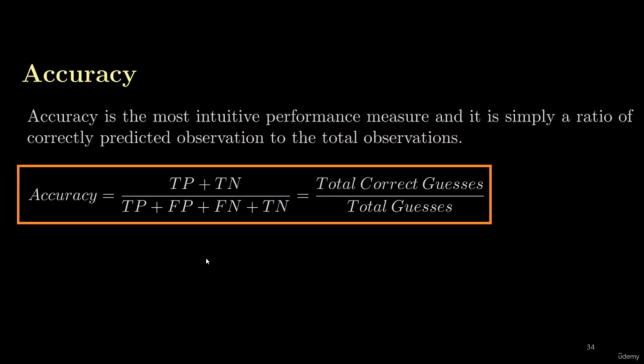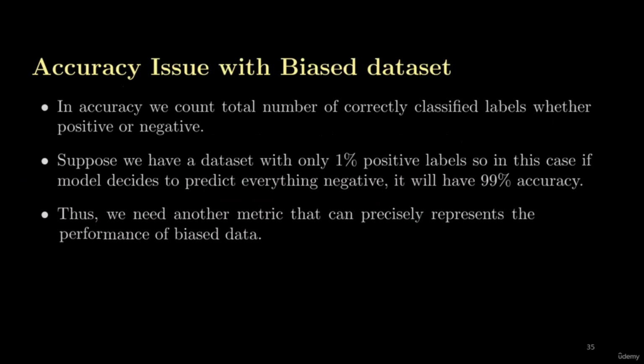The first important metric is accuracy. Accuracy is the most intuitive performance measure, and it is simply a ratio of correctly predicted observations to the total observations. So in accuracy, we have a ratio of total correct guesses over total guesses. And we see that in accuracy, we use every element of the confusion matrix, that is true positive, false positive, false negative, and true negative. In this way, we can calculate the accuracy of a model and measure its performance. But there is an issue with accuracy.